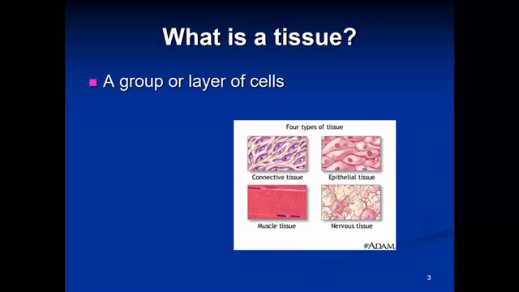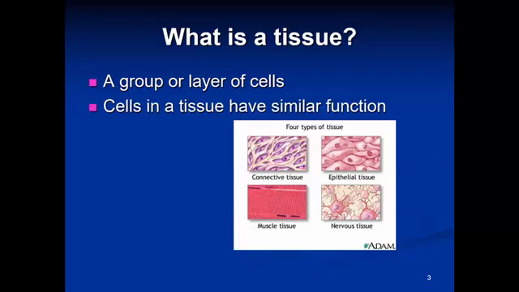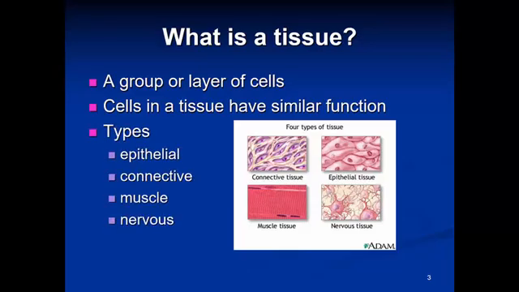So what's a tissue? A tissue is a group of cells or a layer of cells that all do the same thing. They have a similar function. There are 4 types of tissues: epithelial, connective, muscle, and nervous. We'll be discussing in some detail each type and the characteristics of each type. You will also be learning about what each looks like and where it is found in the body. The study of tissues is called histology.